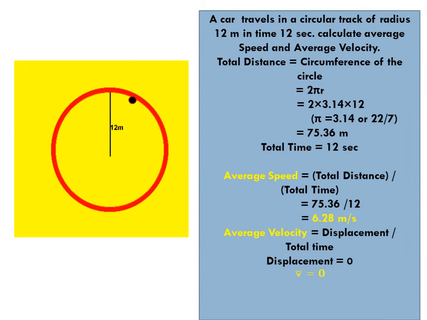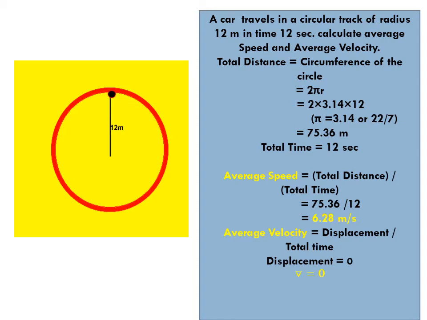Now in the next example, a car travels in a circular track of radius 12 meter in time 12 seconds. Now calculate the average speed and average velocity. So in this example, the car is moving in a circular track. So the total distance covered by this car in one complete circle is nothing but the circumference of the circle. So its formula is 2 pi r. R means radius, which is given here, 12 meter.